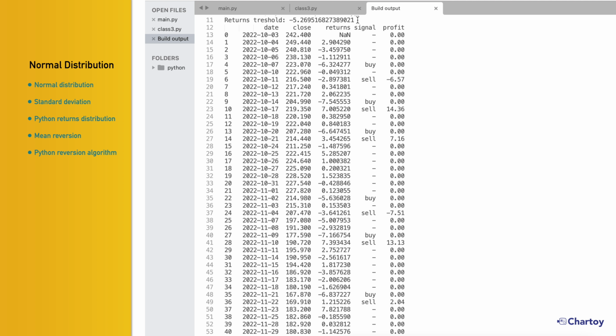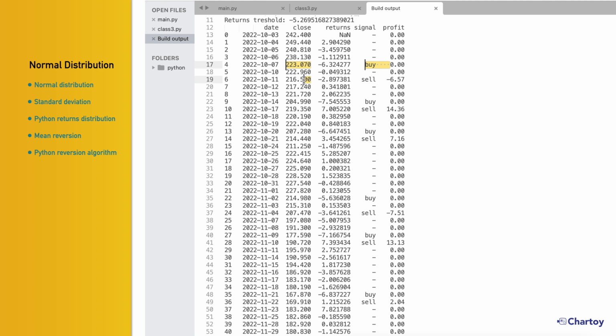The first thing you can see is that the returns threshold, the threshold to buy the stock in this case, is -5.26, which is way lower than the SPY one, which was -0.3. And why? It's because Tesla is a more volatile stock. You need a much more aggressive move in order to buy. So let's look at the first signal. We bought it here because we had -6.3 returns, lower than the threshold, and the price we bought at is 223 USD.